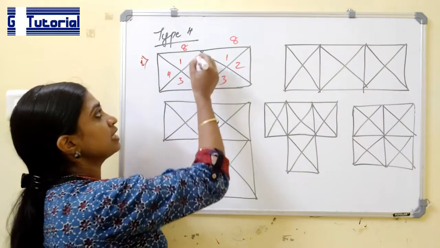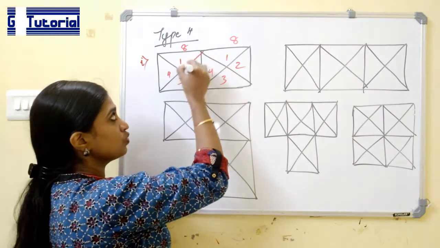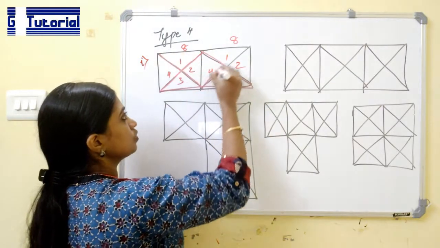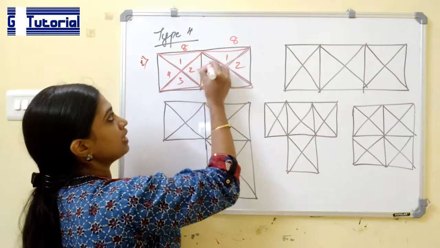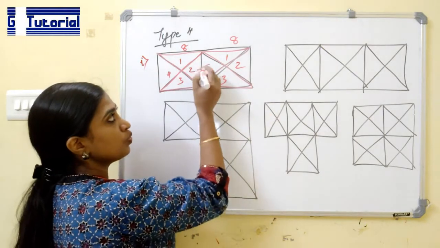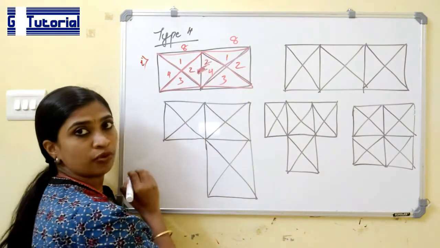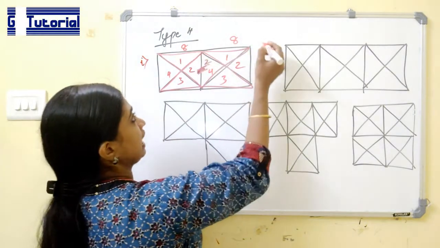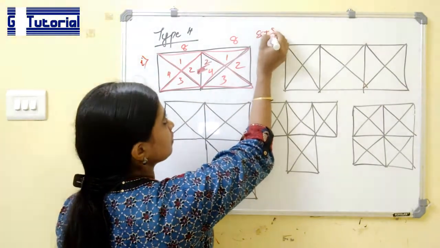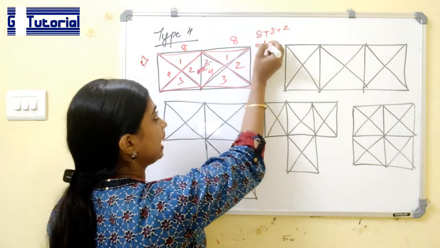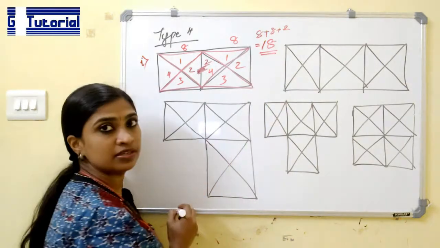Along with that, there is a partition. Here there are 2 triangles, 1 and 2. So this is a partition between 2 squares. So in this partition, two triangles are formed. So 8 plus 8 plus 2 gives the number of triangles. 8 plus 8 is 16. 16 plus 2, 18 is the number of triangles in this figure.